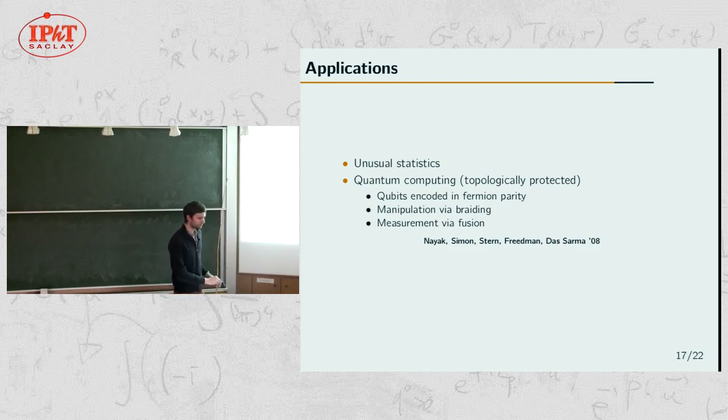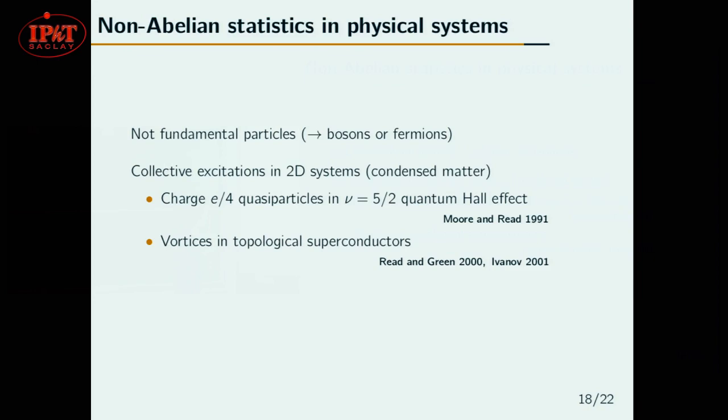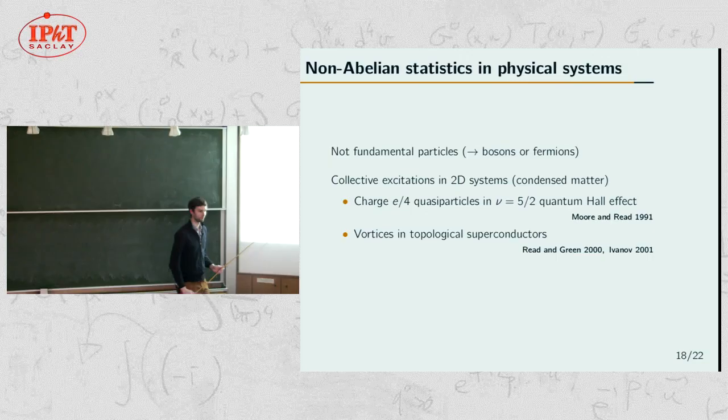So now let me say where you can find them, because this is a nice story, but they should be realized somewhere in physical systems. They cannot be fundamental particles because those are only bosons or fermions, but you can hope to find them as collective excitations in two-dimensional systems, and so condensed matter is a natural place to look for them. There are two main possibilities: quasi-particles in the quantum Hall effect, and the other one, which is more recent, vortices in topological superconductors. And that's the kind of thing that I have been mostly looking at.